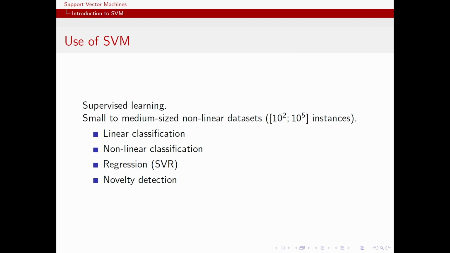However, SVMs can also be used for regression as SVR, so support vector regression, and novelty detection. This is not going to be covered in this series, but if you are interested in it, you can go and check out the book Hands-on Machine Learning with Scikit-learn, Keras and TensorFlow in chapter 5.